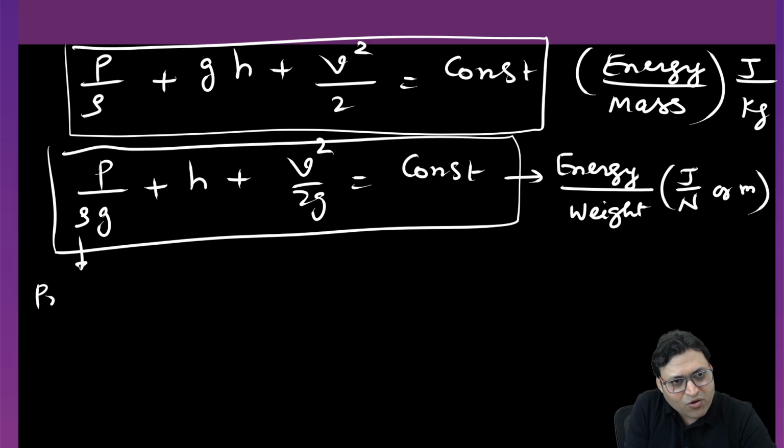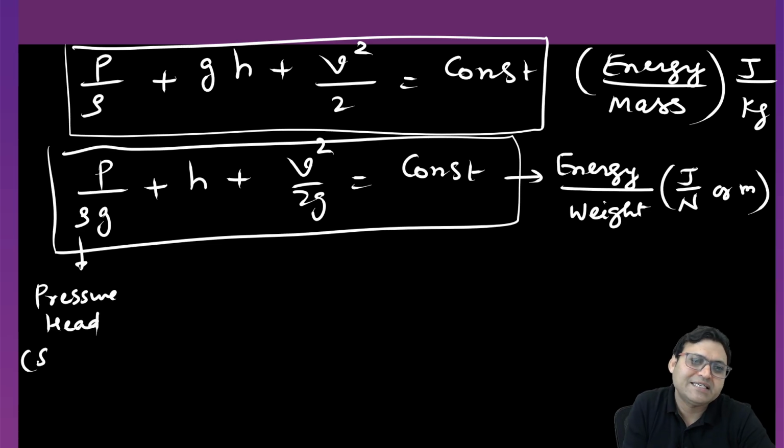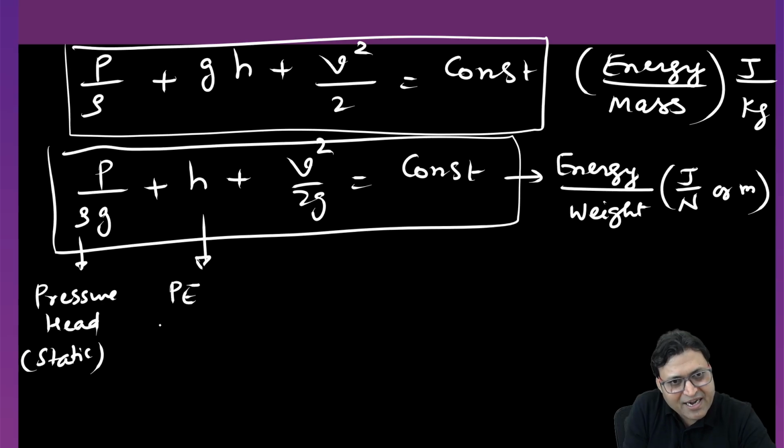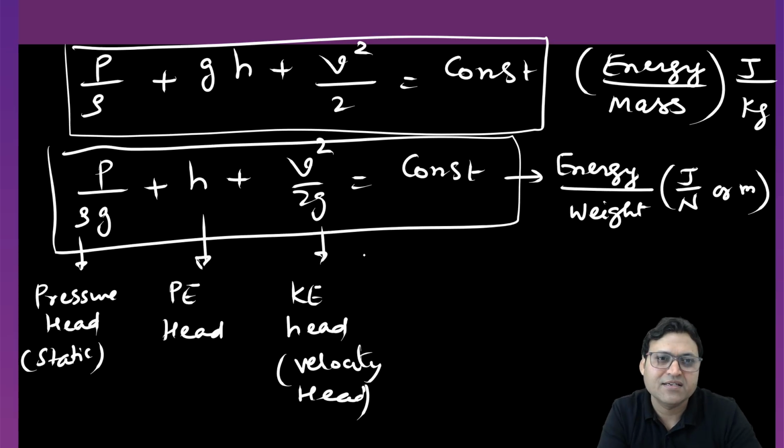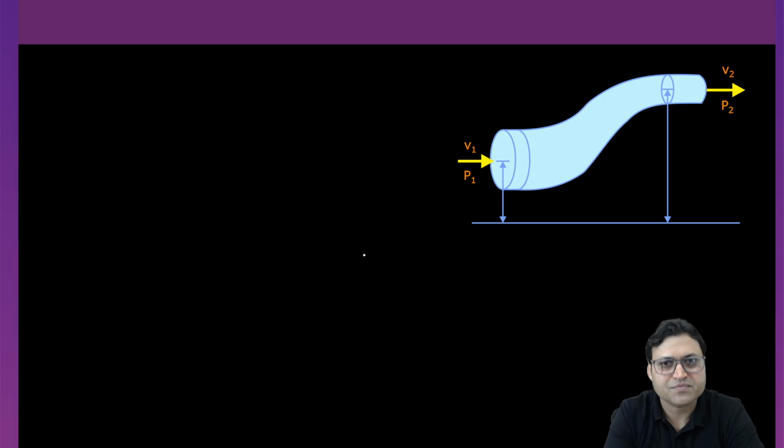So the first term is called the static pressure head. The second term is called the datum head or potential energy head, and the third term is called the kinetic energy head, or we can also call it the velocity head. This is called the Bernoulli equation, right?